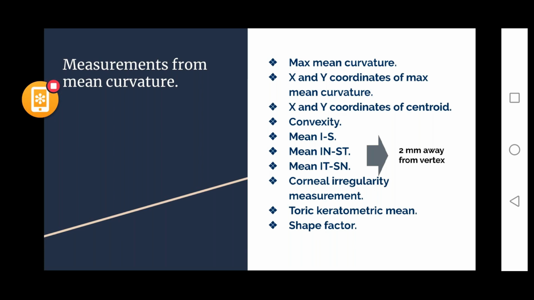So the vertex is basically nothing but the first Purkinje image. It is the place from where the patient fixates. It is the line which reaches your fovea. Okay.